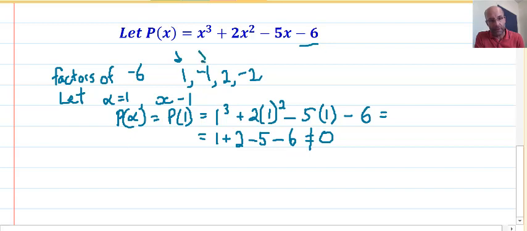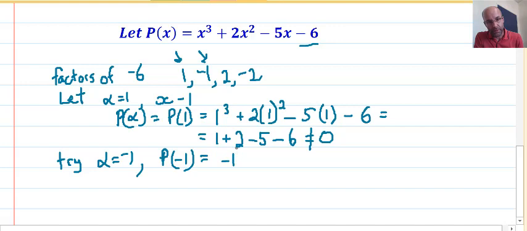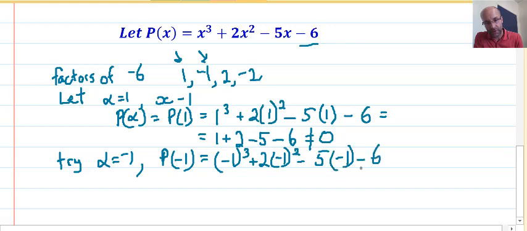So we move on to the second one. We basically try negative 1. So p of negative 1. So we're letting alpha equal negative 1. So p of negative 1: negative 1 cubed plus 2 times negative 1 squared minus 5 times negative 1 minus 6.